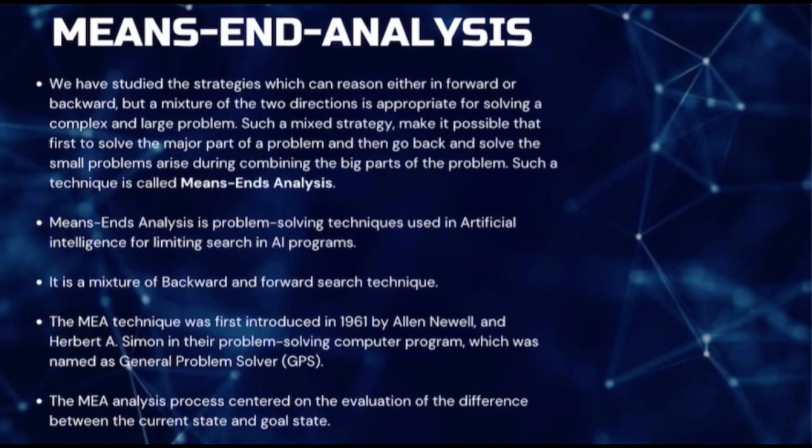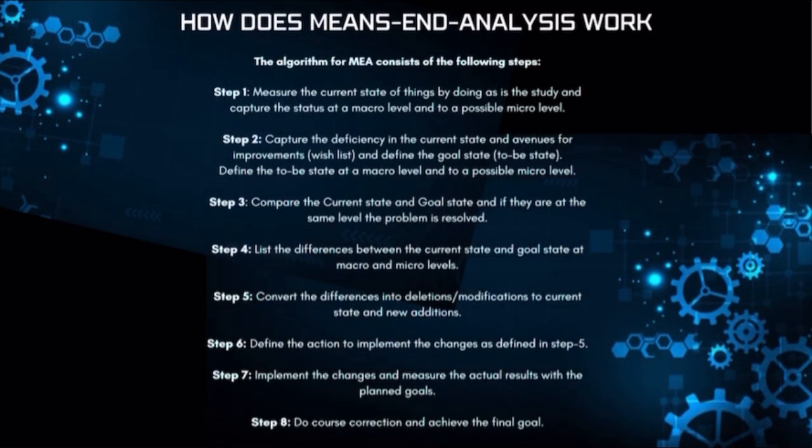The means and analysis was introduced in 1961 by Alan Newell and Herbert A. Simon in their problem solving computer program, which was named General Problem Solver. So the MEA process is centered on the evaluation of the differences between the current state and goal state. At every step of the problem solving, it will keep on evaluating the differences between the current state and goal state to solve the problem. So how does this means and analysis work?